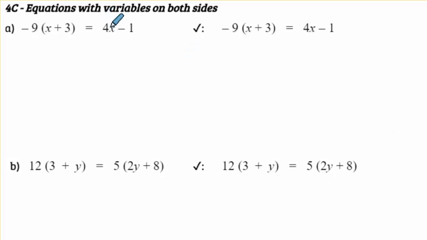Okay, we've got variables on both sides, so let's see what's going on here. We draw a river. We're going to need to use the distributive property here. Negative 9 times x is negative 9x. And then negative 9 times 3 is, we could say, plus negative 27 or minus 27. We come over here and we have 4x minus 1.